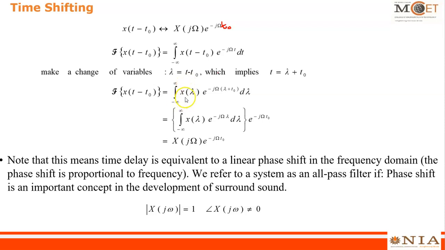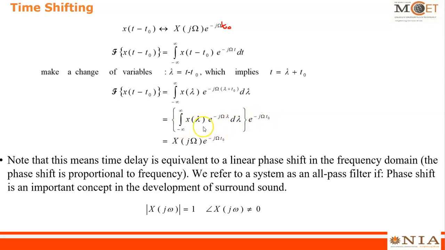Now we will get integral x of lambda e power minus j omega into lambda plus t naught into d lambda. Here we can split this exponential term, right? Now if we split this exponential term, e power minus j omega lambda into e power minus j omega t naught. So this e power minus j omega t naught is taken out from the integration. Now we can consider integral x of lambda e power minus j omega lambda into d lambda multiplied by e power minus j omega t naught.